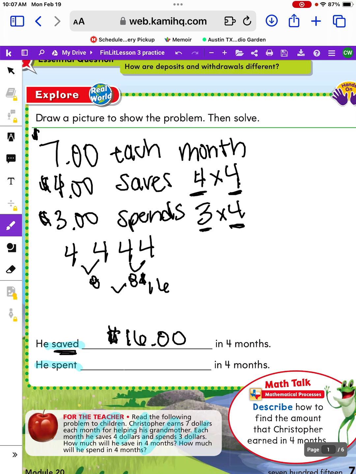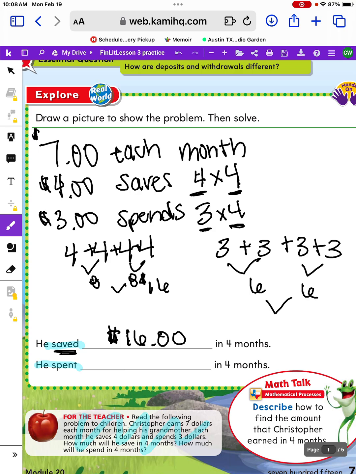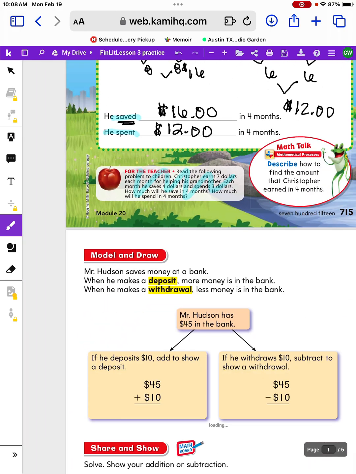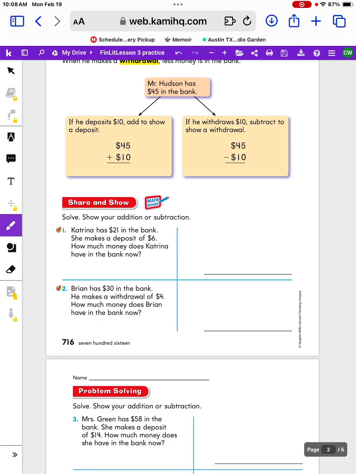Okay. He spent $3 of that money every month. So he has 4 months, so 3 plus 3 plus 3 plus 3, and I didn't put my addition signs here. Same thing. I'm going to use my associative property to break it down. I know my doubles, so 6 plus 6 is $12. So our friend Christopher has spent $12 and saved $16. You just have to break them up into separate things and use repeated addition to find the amount that you are needing.